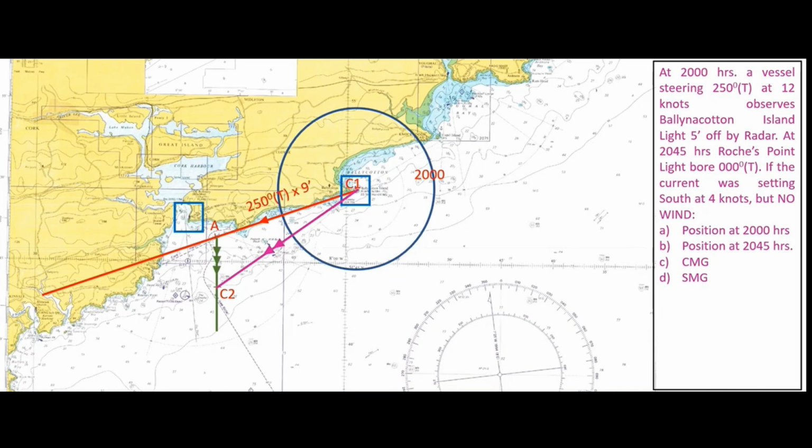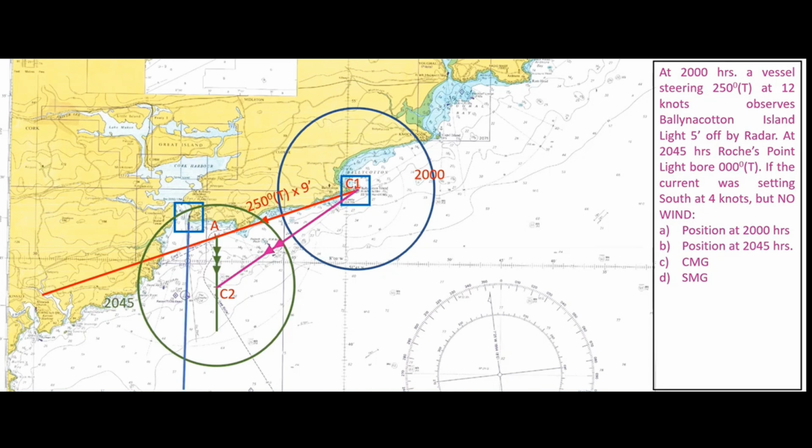Now, with C2 as the center and radius of 5 miles, we draw the position circle. The green one is the transferred position circle. That means the vessel shall be on the green position circle at 2045.